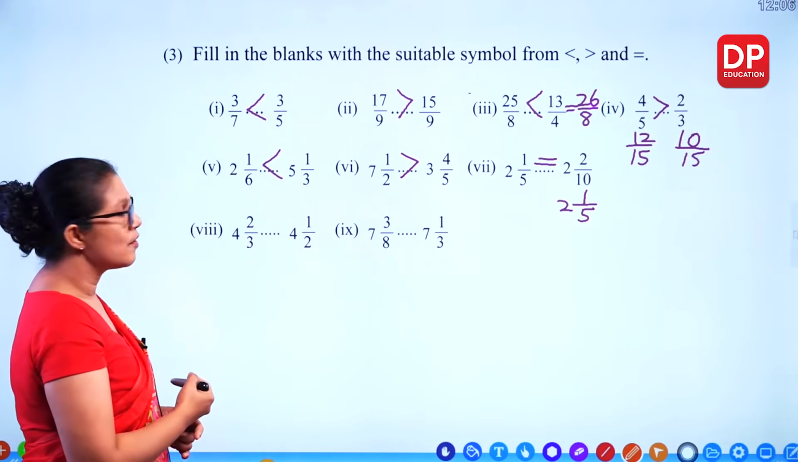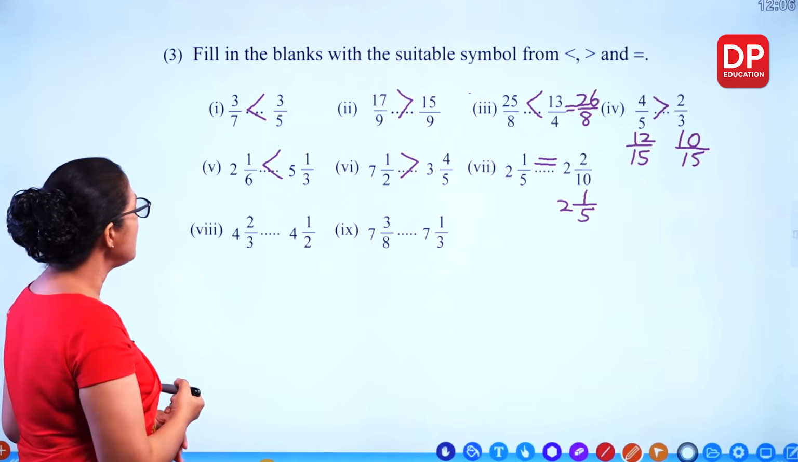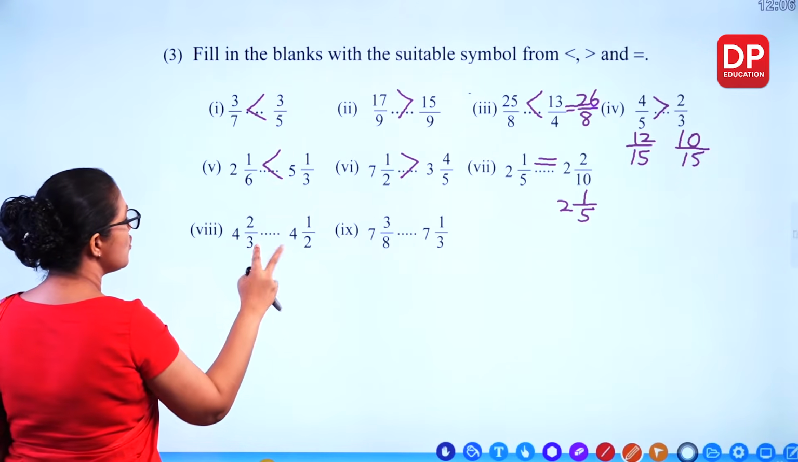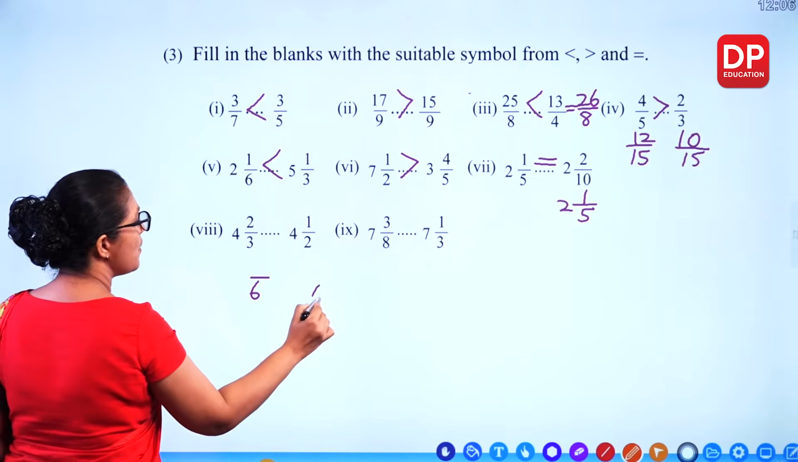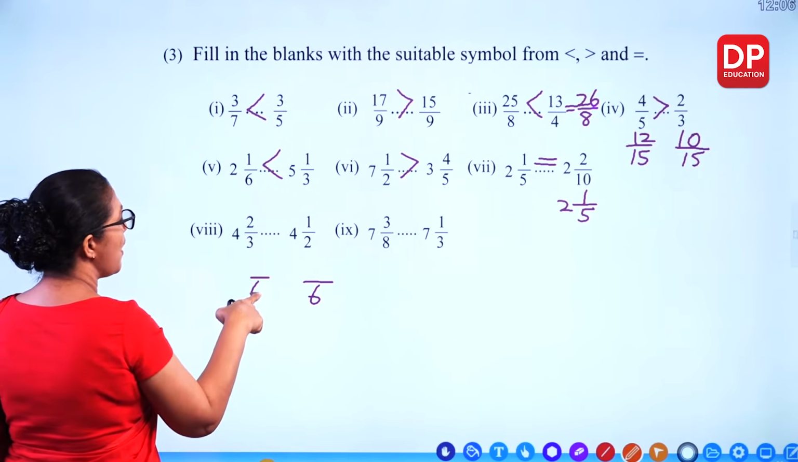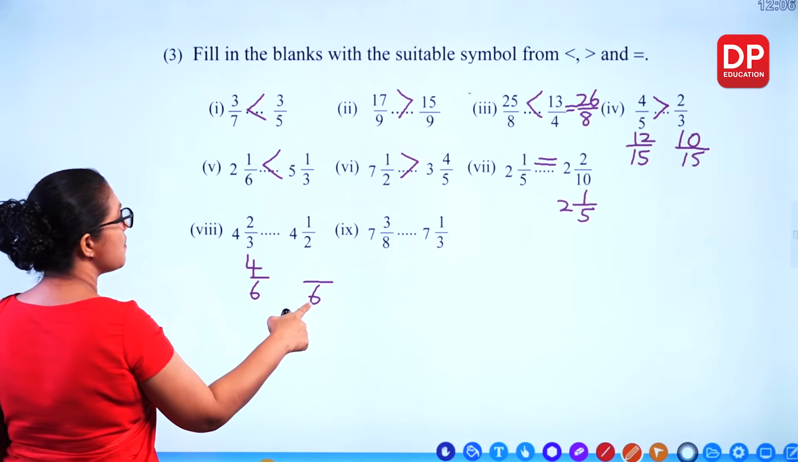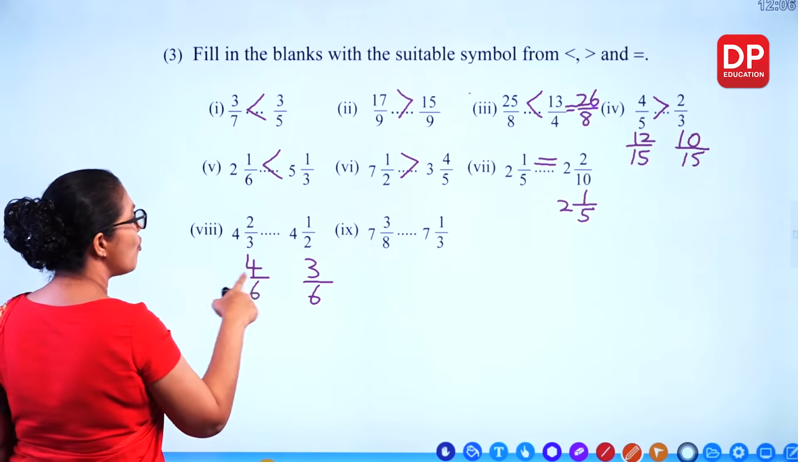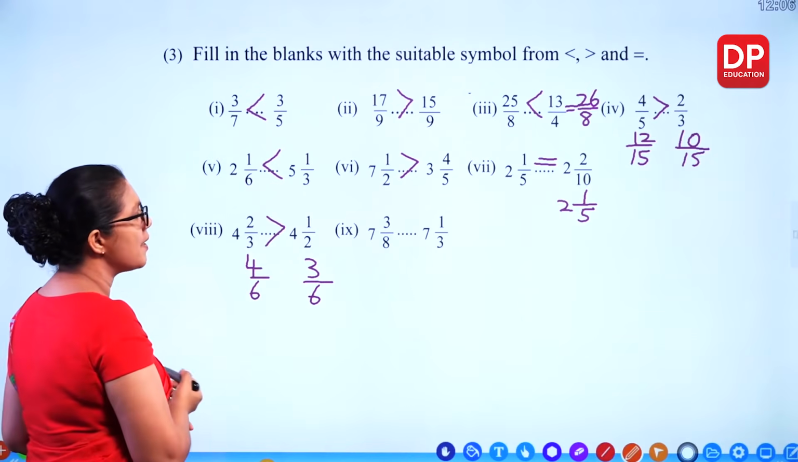This one, 4 is the same. So you can't compare with the whole number. Now look at 3 and 2. 6 is the common denominator. Multiply by 2, you get 4. Multiply by 3, here you get 3. So which one is bigger, 4 or 3? 4 is bigger.